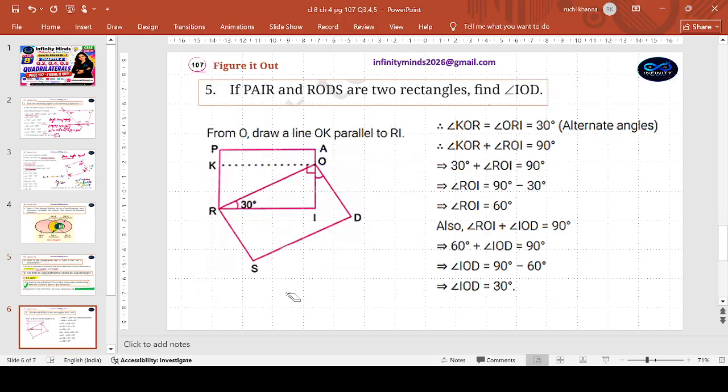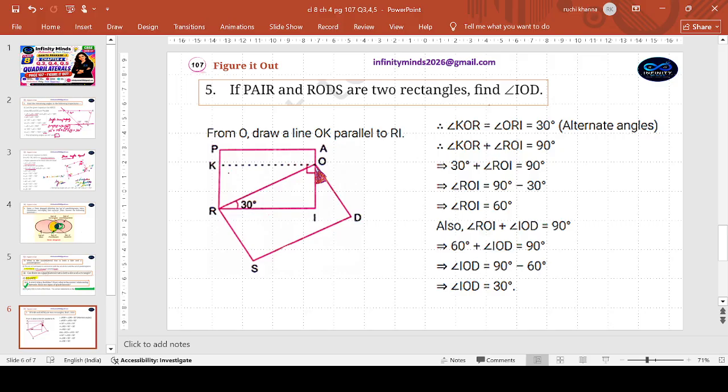So going to question number 5 now, that is also a solving question. If PAIR and RODS are two rectangles, they have shown you the diagram, they are kind of intersecting rectangles. Find the measure of angle IOD. Let me change the color of the pen. Find the measure of angle IOD.